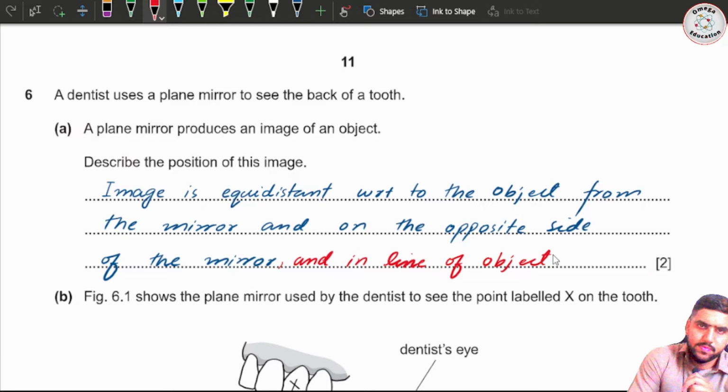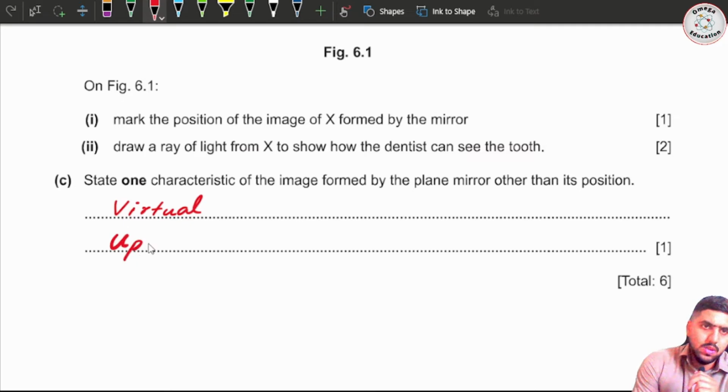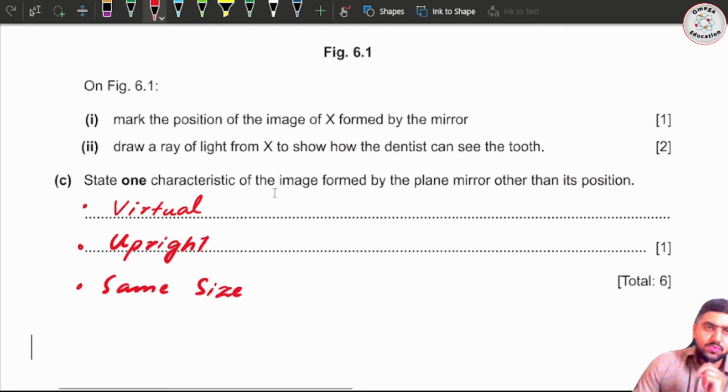All right, let's move on to the next one. Then we have: state one characteristic of the image formed by the plane mirror other than the position. The answer: virtual, upright, same size. These three are the properties of the image other than its position.